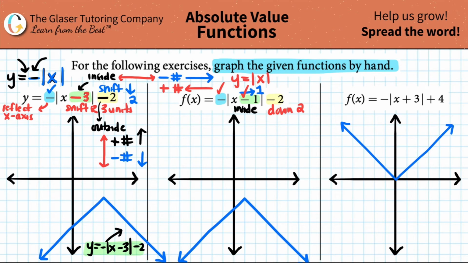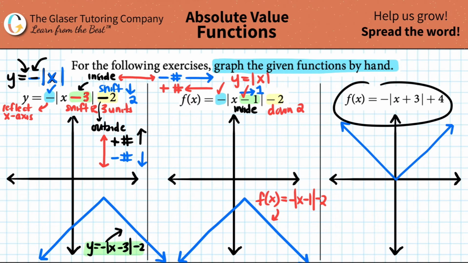That would be y equals, or in this case, f of x, right? And just know that f of x is just a fancy way of saying y equals, okay? So this would just be f of x equals the negative absolute value of x minus 1 minus 2. And that's the final answer for this one.